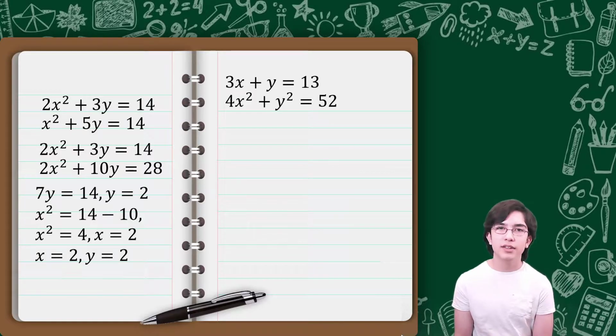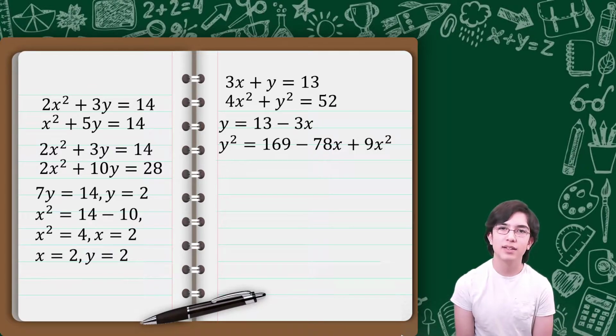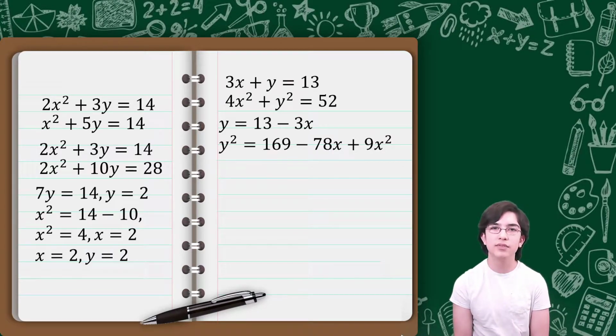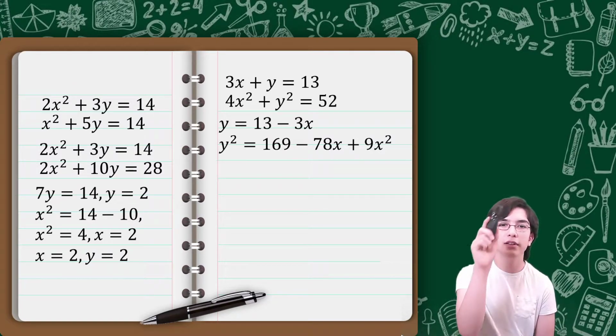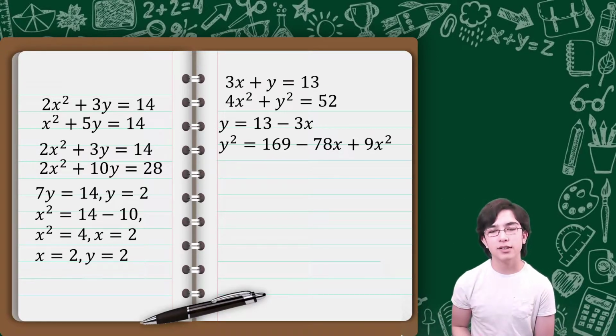And on the other hand, it can be a lot more complex. For example, 3x plus y equals 13, and 4x squared plus y squared equals 52. So y equals 13 minus 3x, but then y squared has to equal 169 minus 78x plus 9x squared, because we have to do double bracket multiplication. We'd have (13 minus 3x)(13 minus 3x).